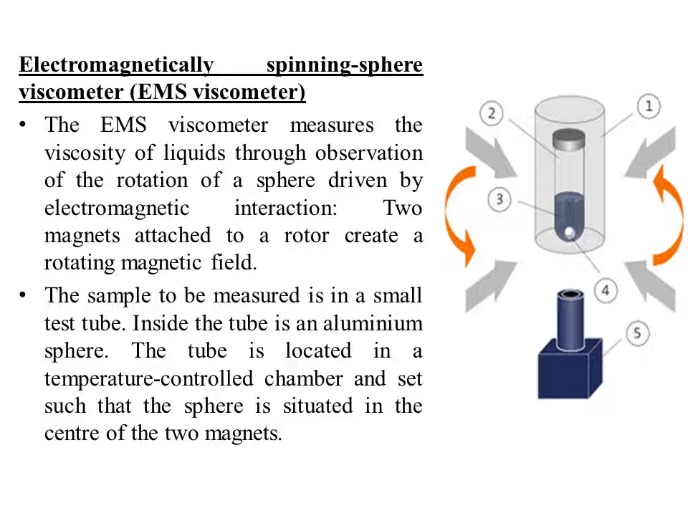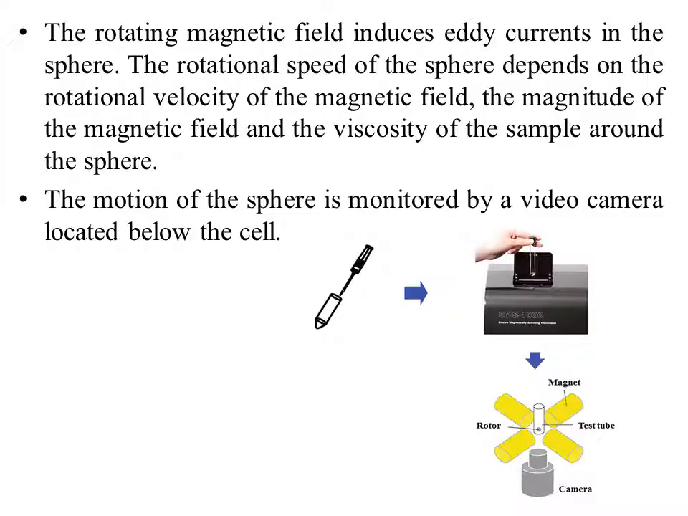The tube is located in a temperature controlled chamber and set such that the sphere is situated in the center of the two magnets. So you will be having a small test tube where the sample to be measured is kept, and inside the tube there will be an aluminum sphere. The tube will be kept in a temperature controlled chamber, and it is set such that it will be kept at the center of two magnets.